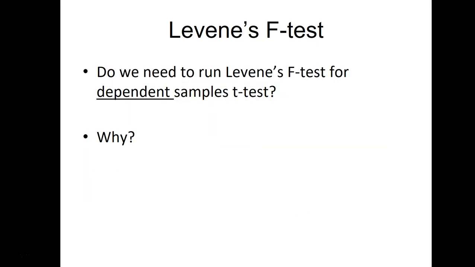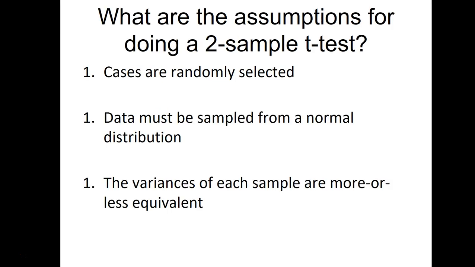So, let's review. Do we need to run Levene's F-test for the dependent samples t-test? We just did the independent samples. Obviously not. We do not run Levene's F-test for the dependent samples t-test. Why? Because we assume the variances are going to be the same anyway, because dependent samples t-tests are usually on the same people. It's on you twice, right? Your midterm versus your final exam. It's you. The variances are going to be the same, so we assume they're the same.